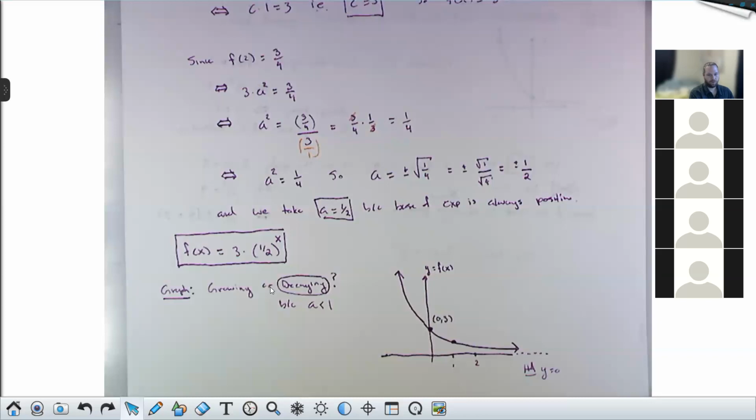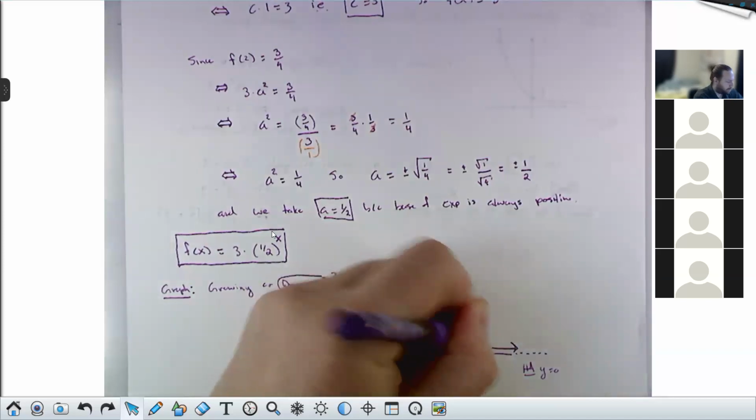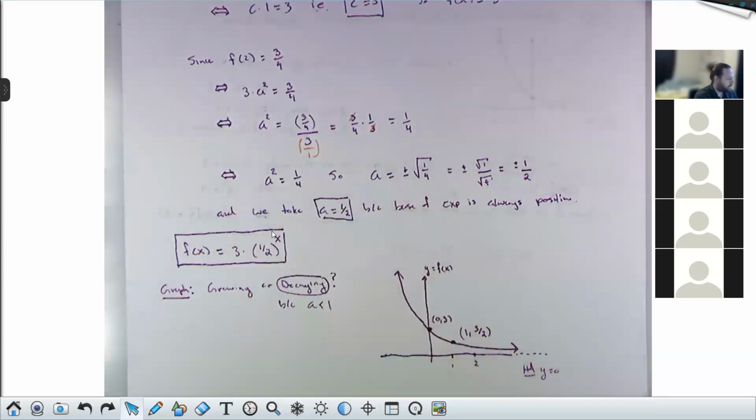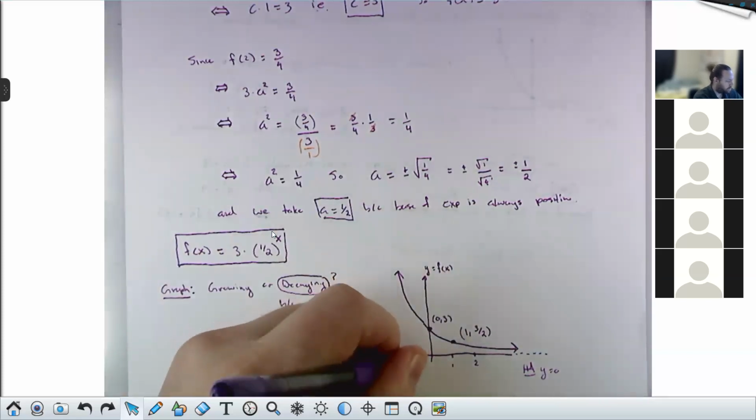What is f of 1? They didn't tell us at the start of the problem, but I have this function now. So if I want to know what f of 1 is, I would just plug 1 in for x here. And that would be 3 times 1/2 to the 1. Would it be 3 over 2? Yeah, exactly. 3/2. So for my other point here, I'll use 1, 3/2. And we could use 2, 3/4 just for fun.